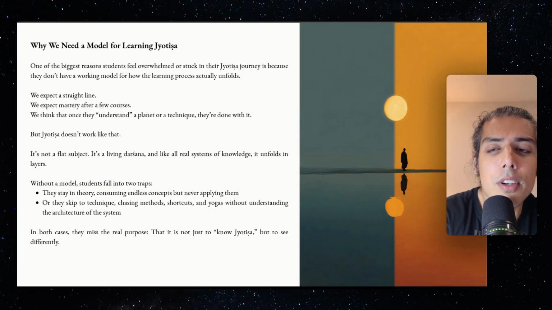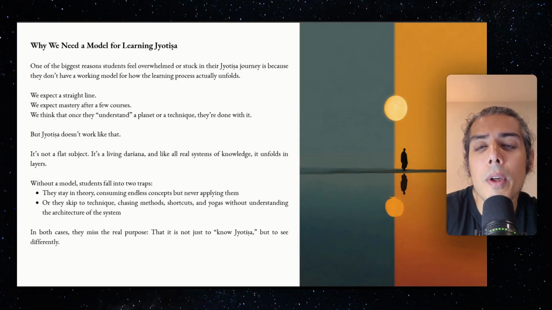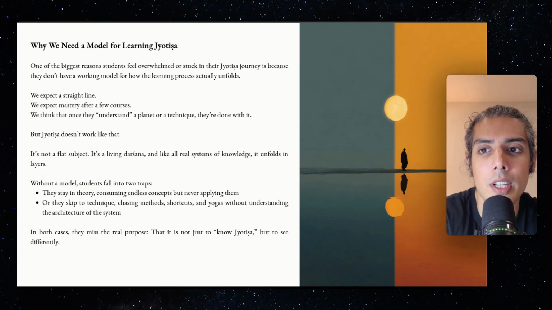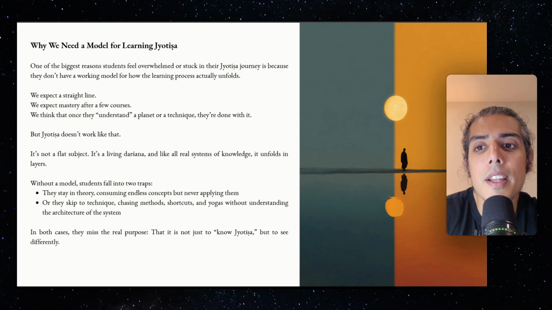Why we need a model for learning Jyotish? One of the biggest reasons we as students feel overwhelmed or stuck in our journey with Jyotish is because we don't have a working model for how the learning process should actually unfold. How to even think about it, right? We expect a straight line. We expect mastery over a few courses. We think that once we understand a planet or a technique, we are done with it, right?